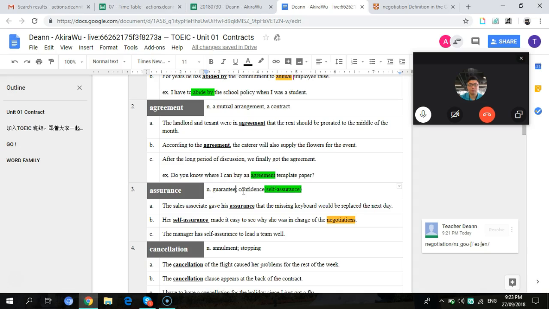Okay. Next is guarantee. Like you will guarantee someone or assure someone something. For example, she gave you an assurance that she will come back tomorrow. Okay, so she guarantees, or she made words or statements that would make it sure that she will come back tomorrow. Okay, so that is assurance.